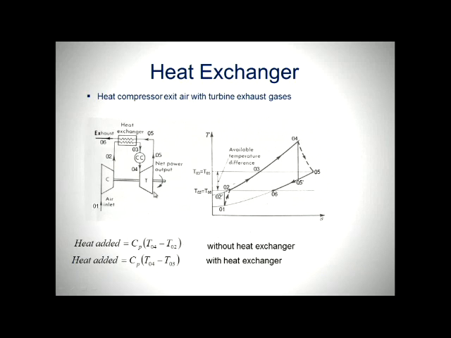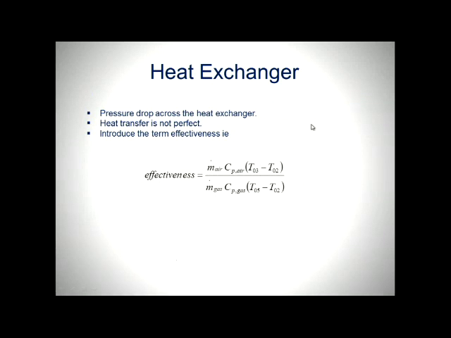So here's our heat exchanger. We'd expand down, this is a bit above atmospheric, there's atmospheric pressure down here. You want to heat up the air here before it goes into the combustion chamber, so it means you add less fuel. But nothing's ever for free, ever. Okay, so if we're talking about a heat exchanger, you've got a pressure drop across the heat exchanger. Heat transfer is not perfect. There's a term called effectiveness, and this is it defined here. Okay.